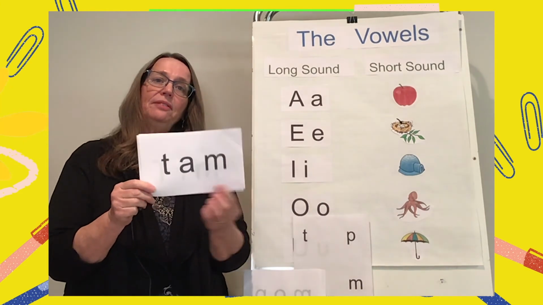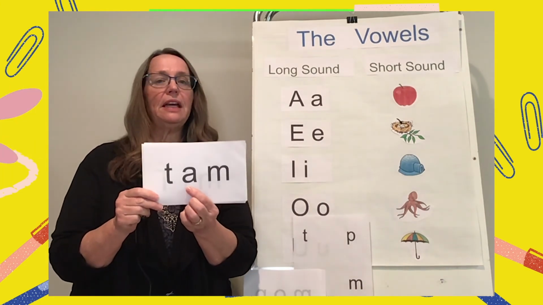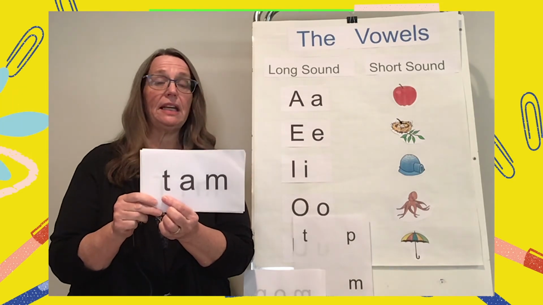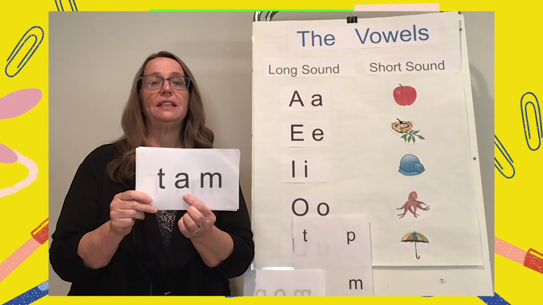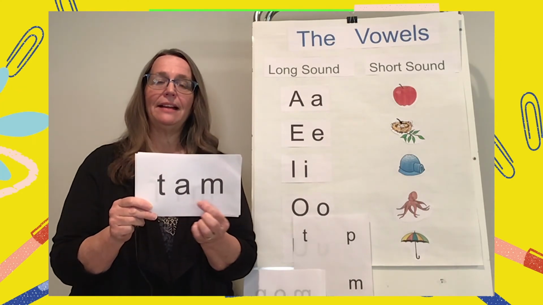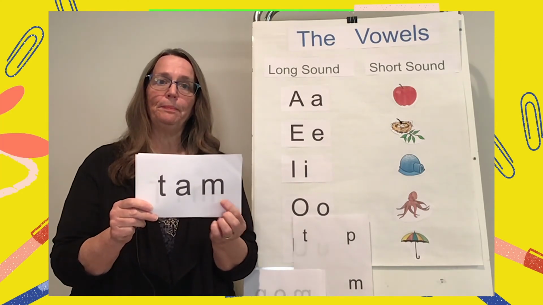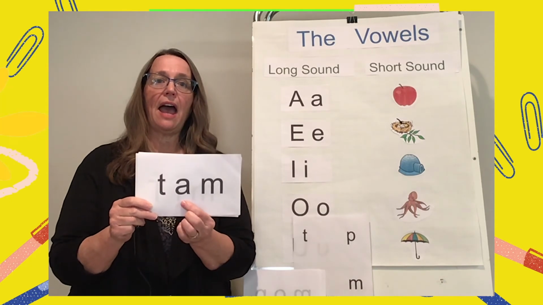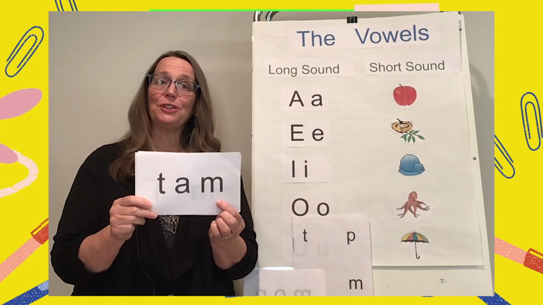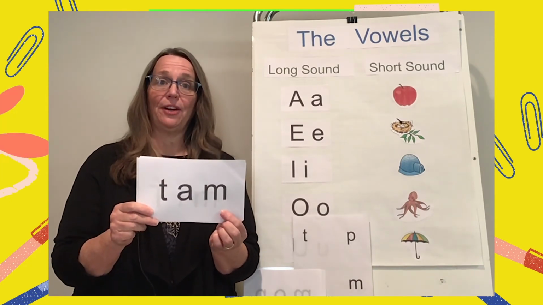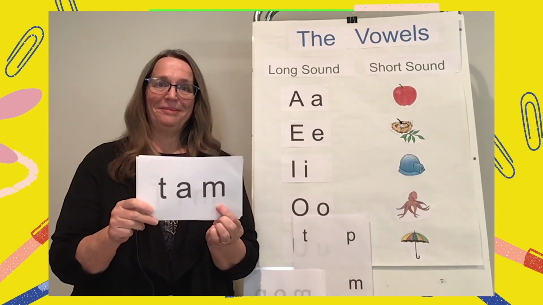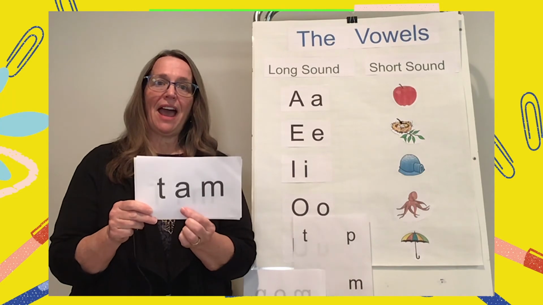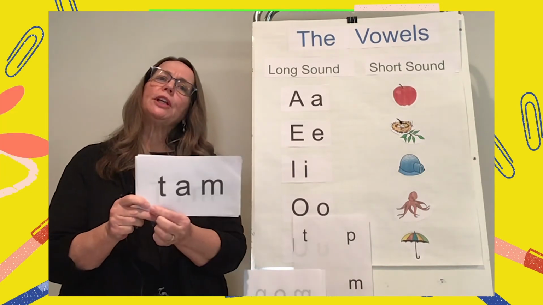Well, now we have a new letter in the middle and so a new sound at the beginning. This sound is t. And this sound is a. And this sound is m. T, a, m. It's your turn to sound that out one letter at a time. T, a, m.